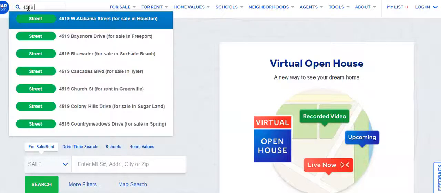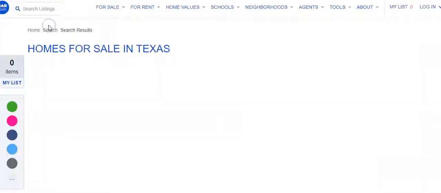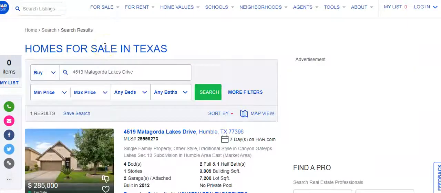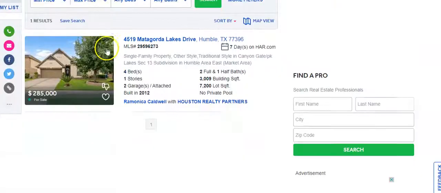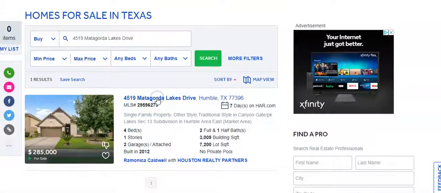I'm actually going to put in the property address for one of my listings, just so that you can know what to look for, how this search goes. You should get a list like this. You will click on the property. You can click on the picture as well, or click on the property address.